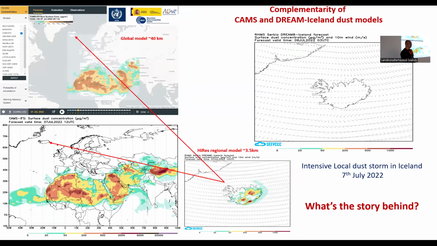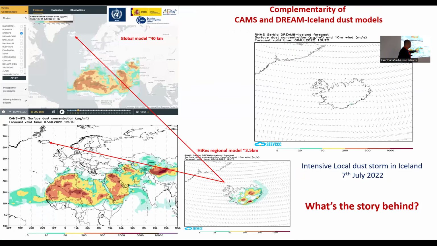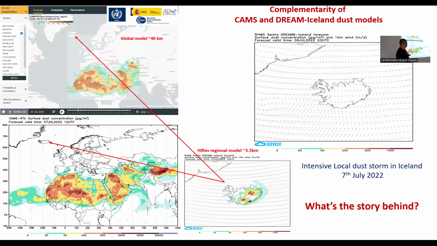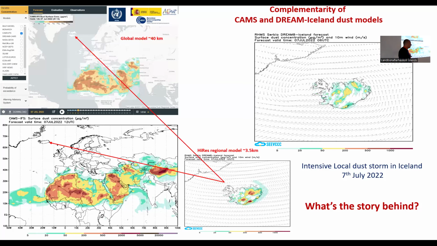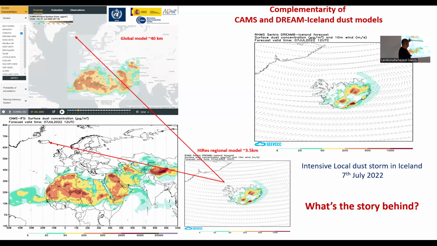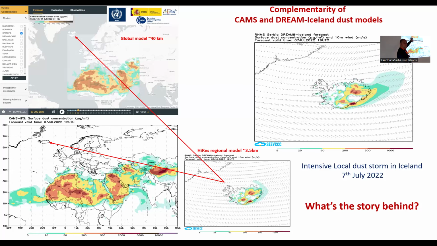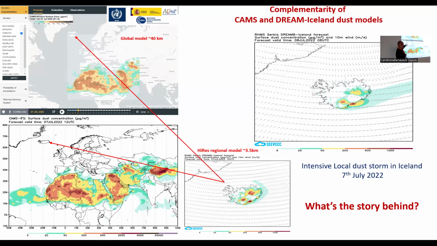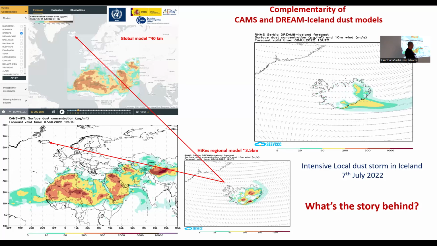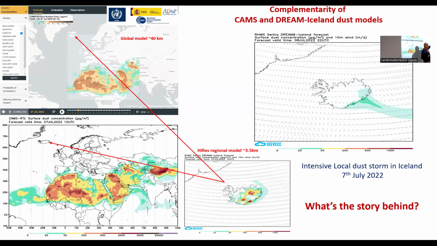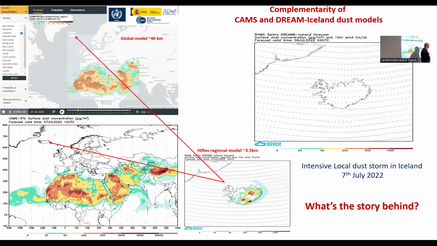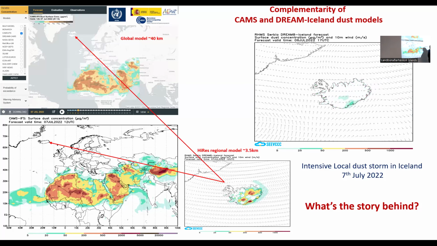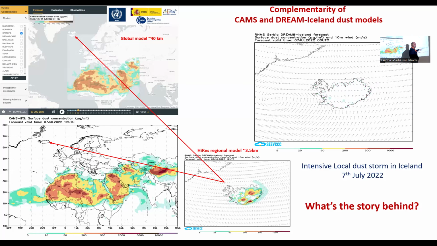To illustrate what I said, there was an intensive local dust storm in Iceland in July 2022. On the left side are the plots of the global model, the ECMWF model, at around 40 kilometer resolution, and as you can see, there is no signal of dust over Iceland. On the other side, in NMM-Dream, our model, you can see activation of several dust hotspots, which Charlie presented before.